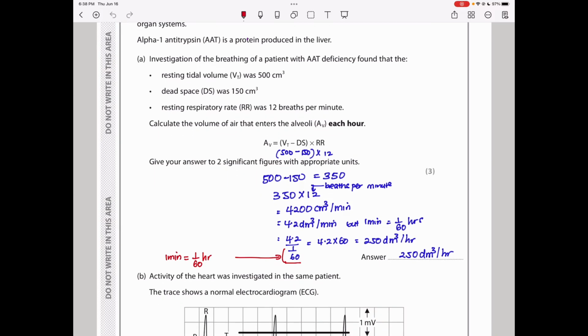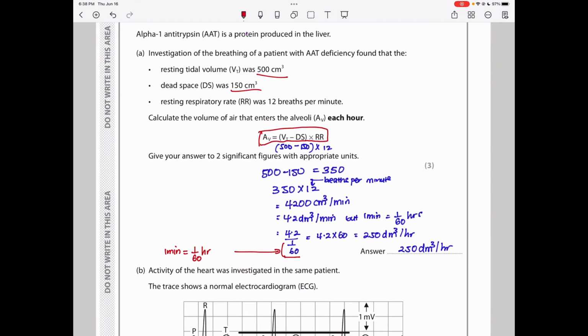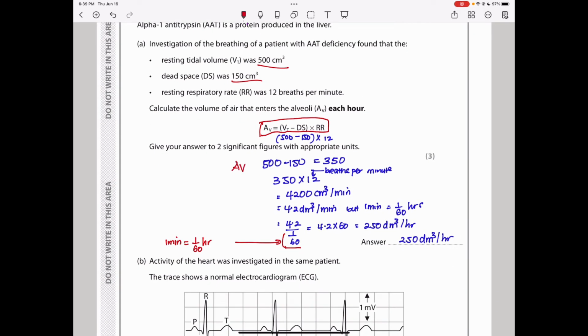So they have given us the formula that we are going to use for our calculation. All we need to do is get the values given here, convert them to appropriate units, and use them in the calculation. So AV is going to equal, okay, let me first erase here. What I first did was to find VT minus DS. This is the part in that bracket. VT minus DS was 500 centimeters cubed minus 150 centimeters cubed, giving us 350 centimeters cubed. That is the volume. Because they said breaths per minute, I multiply that by 12, and I got 4200 centimeters cubed per minute.